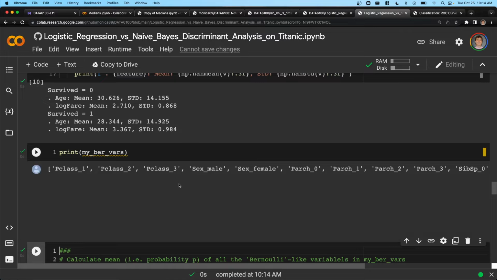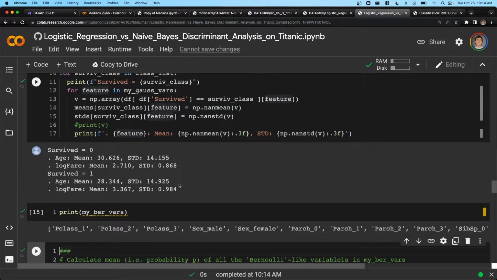It doesn't work. So there's P class 1, P class 2, P class 3. What class were you in? 1, 2, or 3? Sex male, sex female. Were you a male or a female? P arch is like the number of parents you have on board, either 0, 1, 2, 3, and so on. So all these things that are on the board that I got from the dummy variables. They were originally grouped together, but I just split them off into these dummy variables.